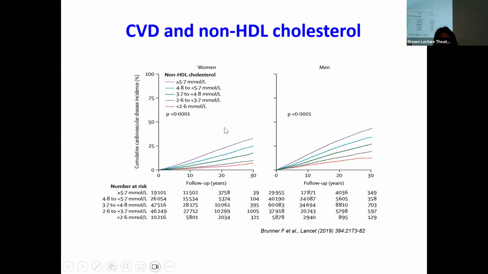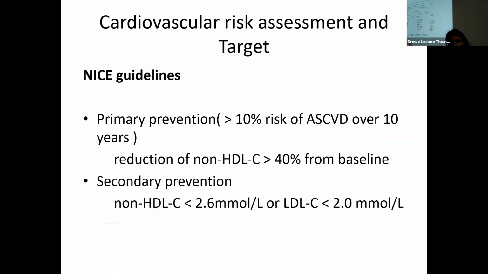Okay, and this is what I was alluding to in terms of non-HDL cholesterol and cardiovascular risk. This is data from EPIC Norfolk, and each of these different colours represents one of the quintiles of non-HDL cholesterol. You've got women here and men here, and you can see the higher the quintile of non-HDL cholesterol, the higher that cardiovascular risk. And when these studies came out, and studies preceding this, NICE decided actually non-HDL cholesterol was the way forward in terms of looking at cardiovascular risk in our patients.